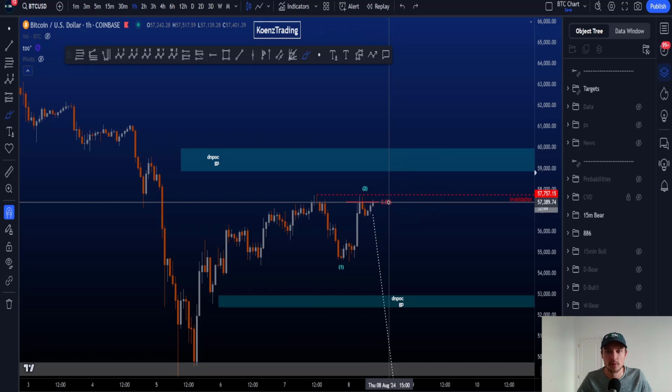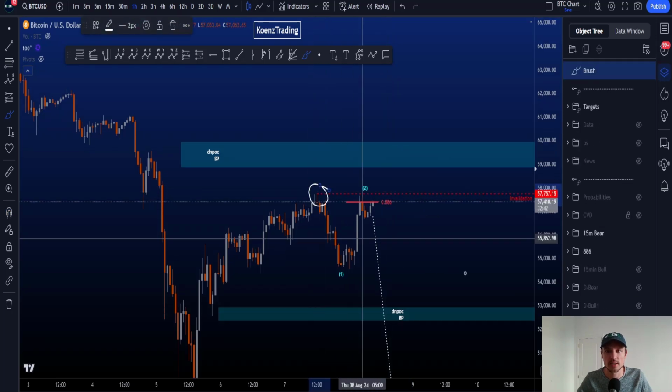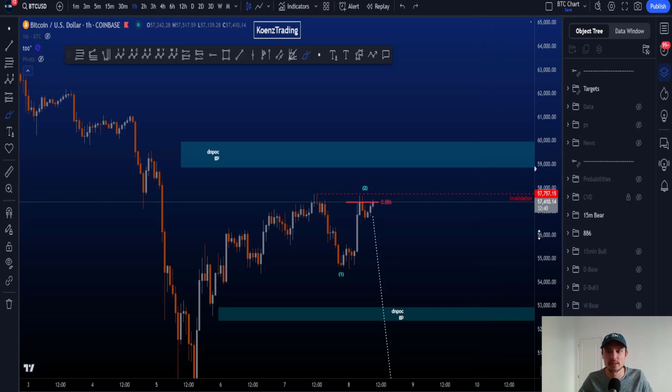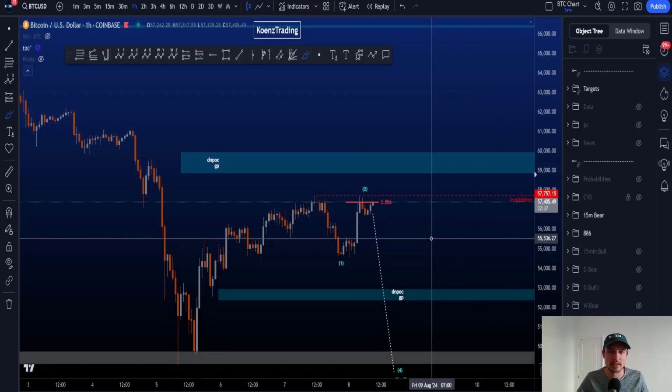If price, however, moves to the upside just ever so slightly, then it hits the invalidation at 57.7k, which automatically then removes this scenario from my chart.